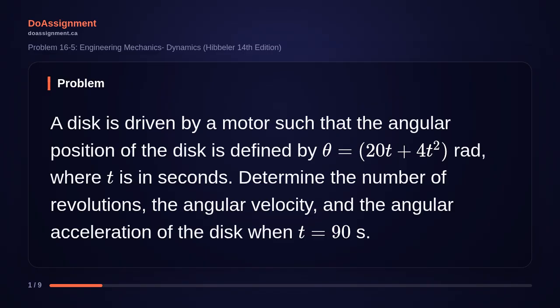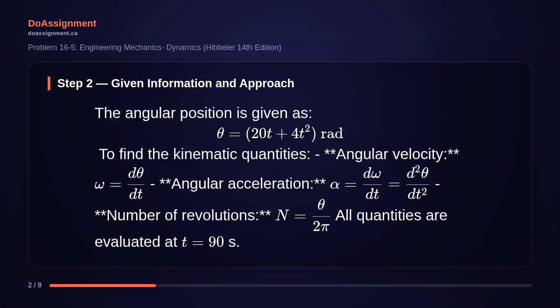Now, let us work through the solution step by step. The angular position is theta equals 20t plus 4t squared radians. Angular velocity is the first derivative of theta with respect to time, angular acceleration is the second derivative, and the number of revolutions is theta divided by 2 pi. We evaluate everything at t equals 90 seconds.